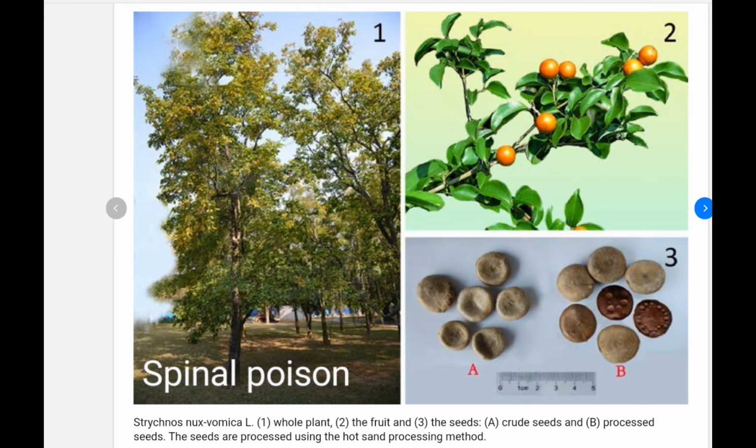Then the next image is of strychnine poison. Strychnine seeds are given, then the whole plant, and the fruit is given. The fruit is yellowish or orangish colored, and the seeds are coin-shaped. Strychnine is a spinal poison, also known as nux vomica, and it causes opisthotonus and other deformities.